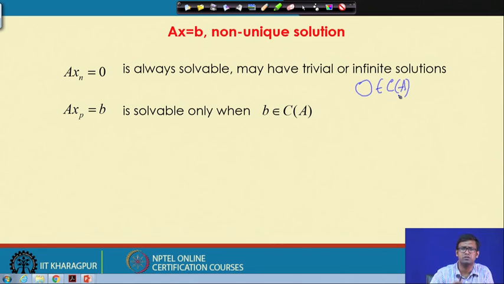Therefore, 0 must belong to the column space, and Ax_n = 0 will always have a solution. Ax_p = b is critical. It will only have a solution or multiple solutions when b belongs to the column space of A. If b does not belong to the column space of A, this cannot be solved, and we will look into an example where we can solve Ax_n = 0, but we will not be able to solve Ax_p = b, and we will see that this system will not have any solution.